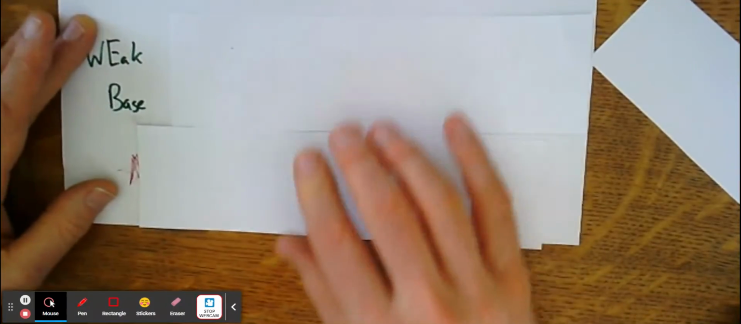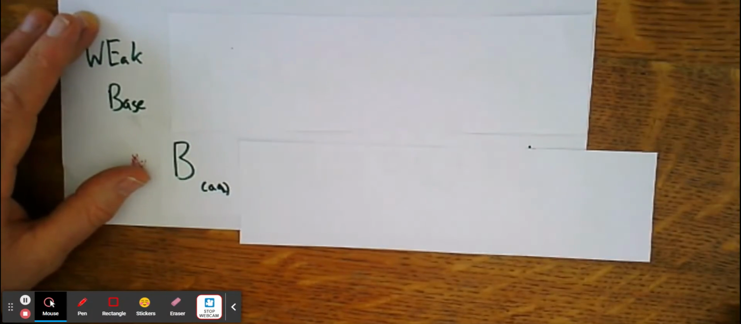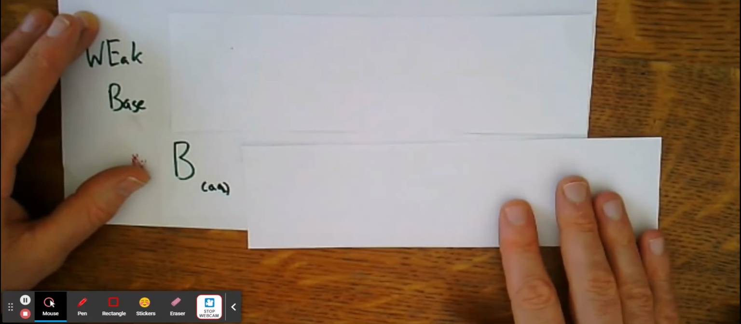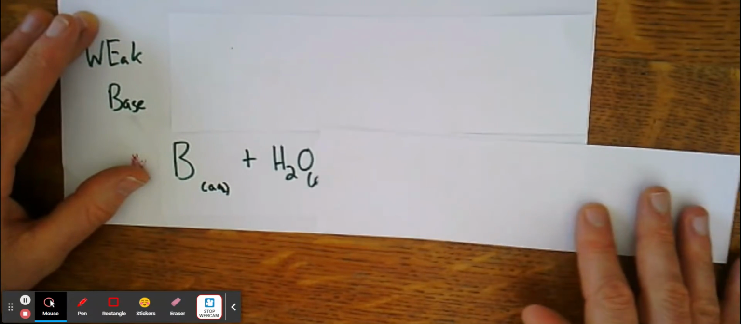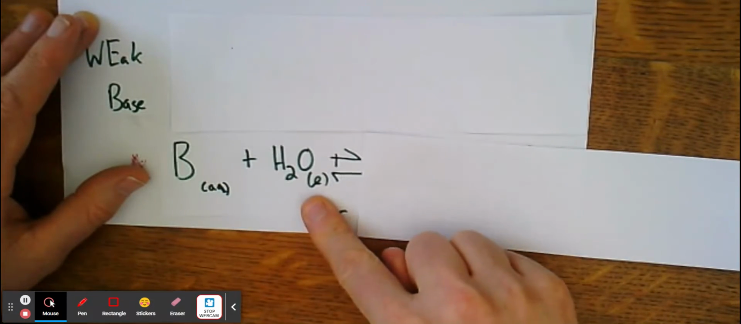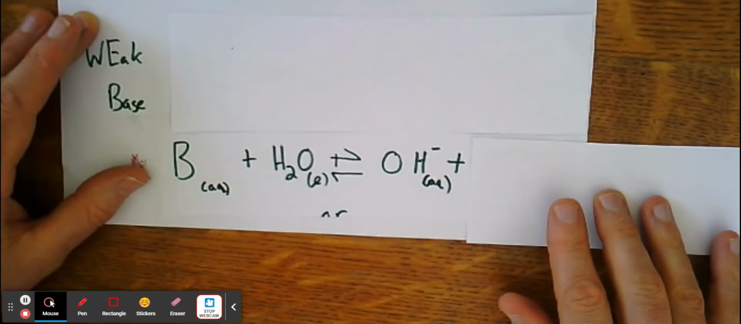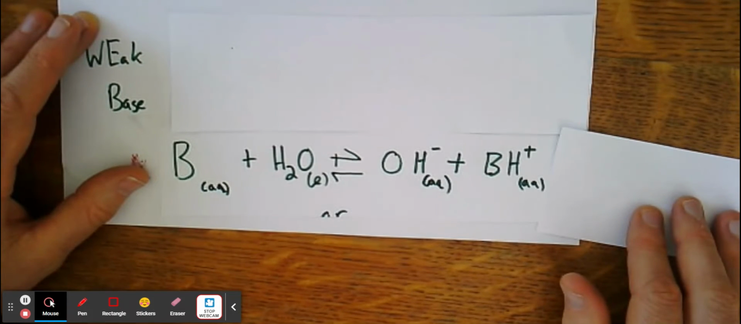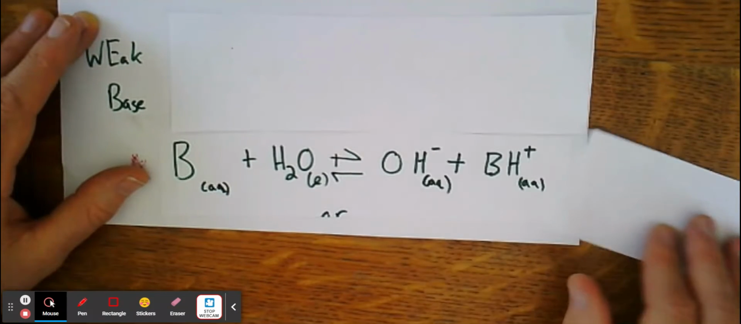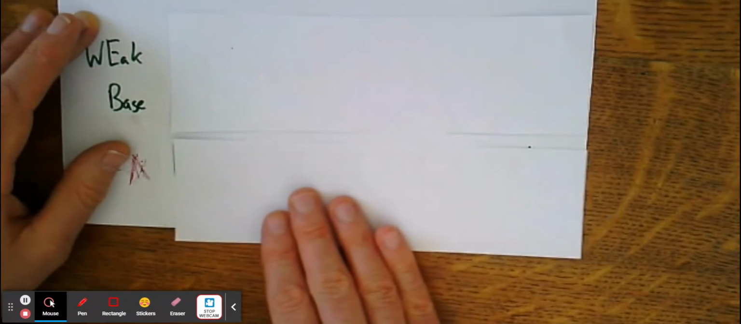Now, for a base, you've got a base that's dissolved. What do bases do? Bases accept protons from water. If the water accepts a proton, it's going to become hydroxide, and the base would become BH+. And that's the general equation for a base.